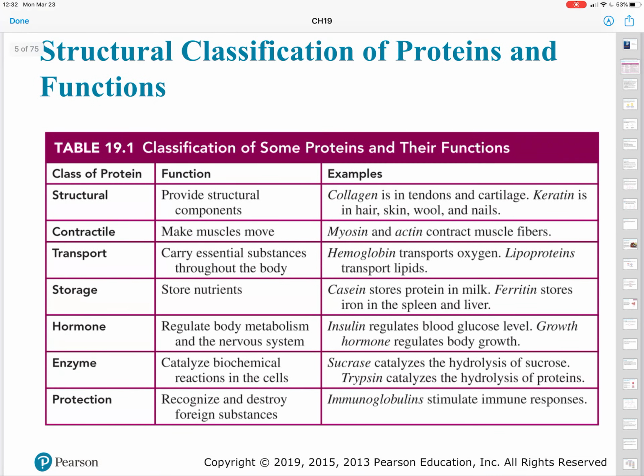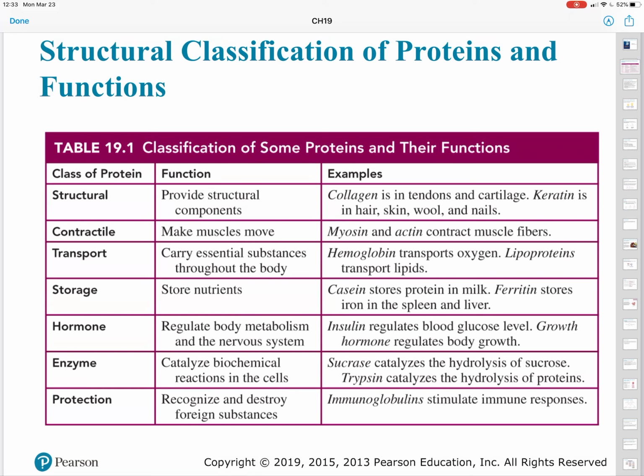Okay, so here are your classifications. They can be structural. They can be contractile. We didn't talk about one of the most obvious examples of proteins, right? Your muscles. Transport. They can also be storage. They can store nutrients. So here's an example. Casein stores the protein in milk. Ferritin stores the iron in the spleen and the liver. So ferritin is the protein that we have that stores iron so that as we make our blood cells, the hemoglobin anyways needs to have an iron in the center. This is where it can come from so that we don't have to be getting it every day in our food.